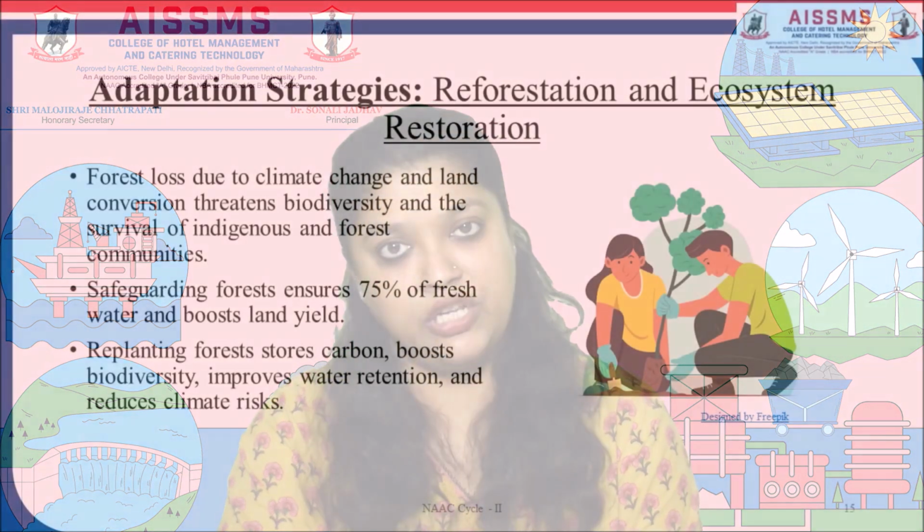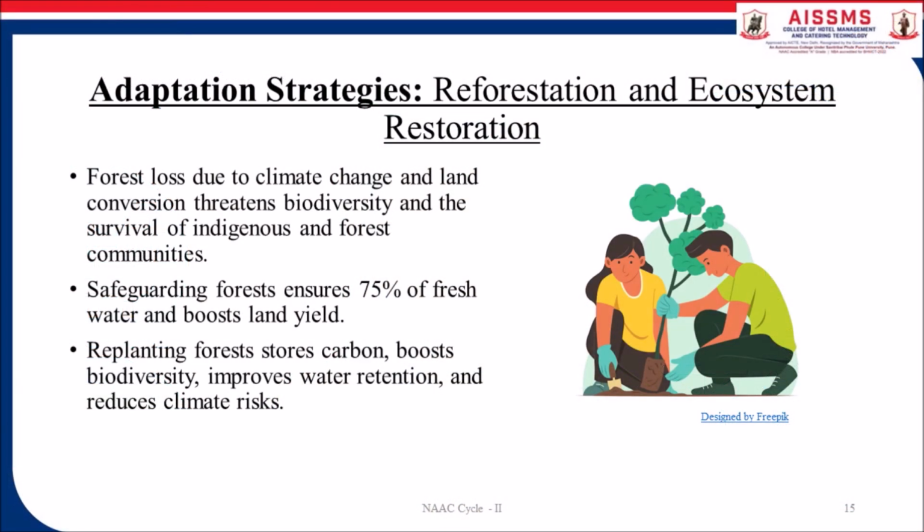The second one is reforestation and ecosystem restoration. Now, the loss of forest areas is caused by climate change and above all by the conversion of land for agriculture and livestock use, which threatens terrestrial biodiversity and survival of indigenous forestry and forest communities. Safeguarding the forest areas strengthens the management of natural resources such as the planet's fresh water. 75% comes from these ecosystems and increases land yield.